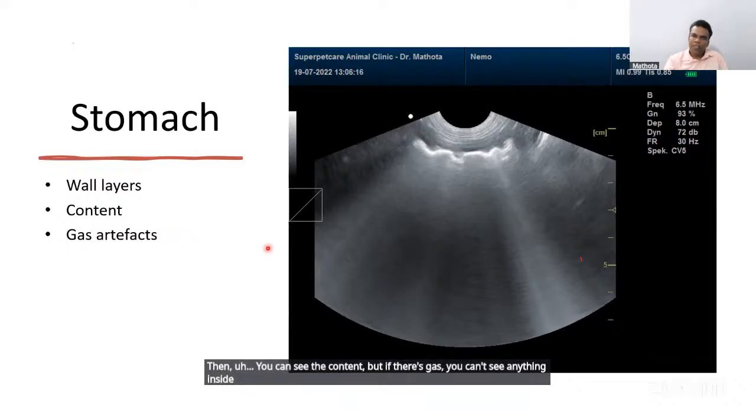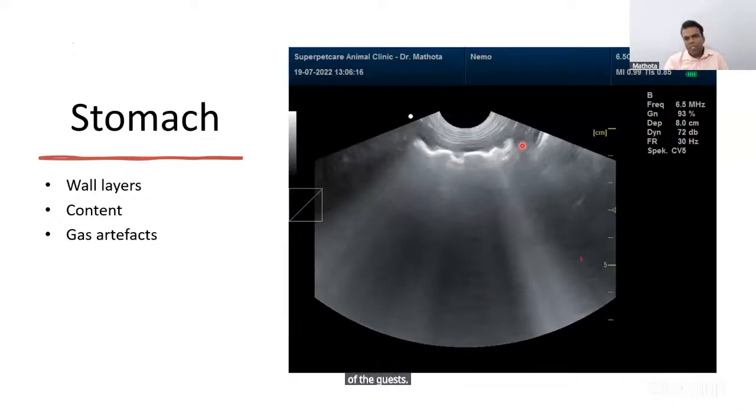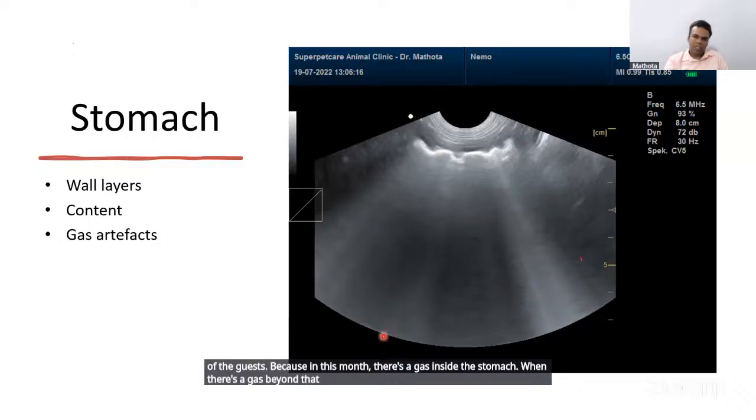Here, in the image, you have a superficial layer of the stomach. After that, you don't see anything. This is called dirty shadow of the gas. Because in the stomach, there's gas inside the stomach. When there's gas, beyond that, you don't see anything in ultrasound.